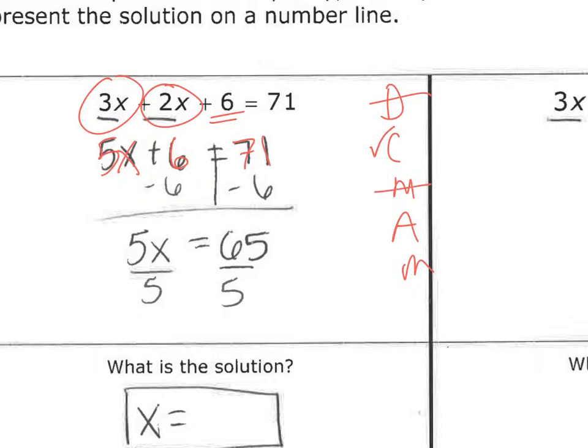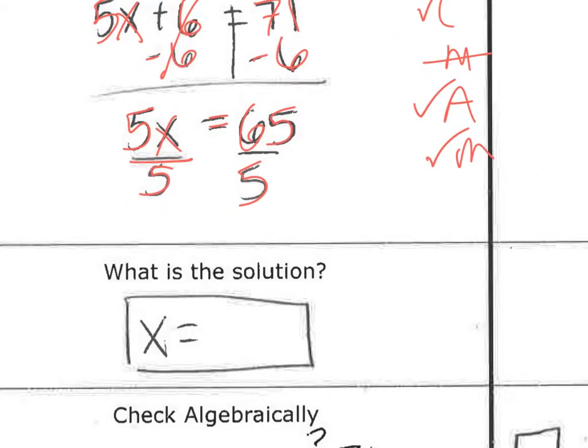We only have one. We do need to add or subtract, and I'm going to subtract 6 from both sides. This cancels out, so we're left with 5x equals 65. I need to multiply or divide. The answer is yes, so I'm going to divide by 5. What I find out is that x equals 65 divided by 5. So my solution is x equals 13.